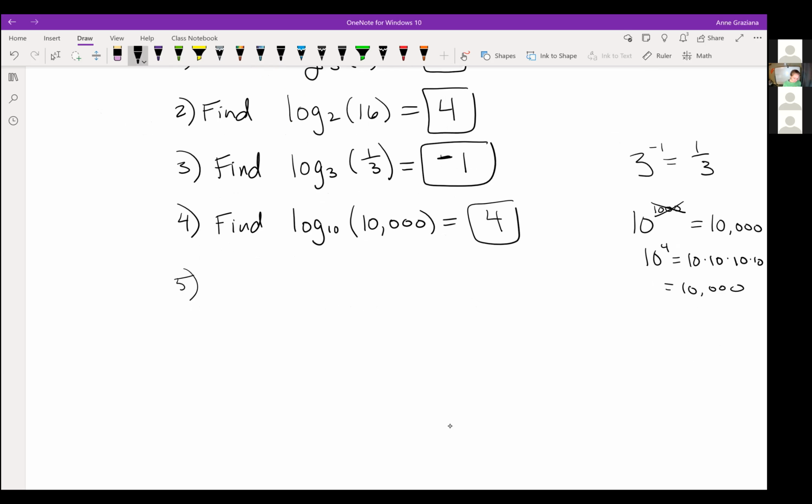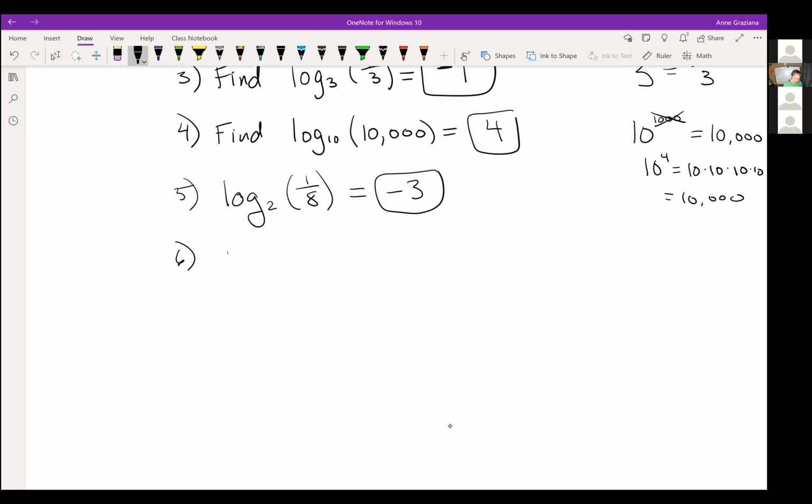All right, here's a challenge, guys. Log base 2 of 1/8. A little bit of a challenge. 2 to what power will give me 1/8? -3. Yes, -3.